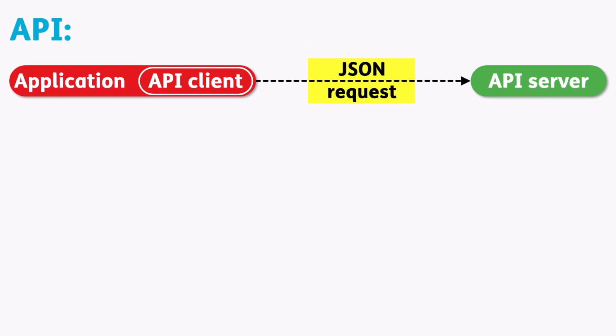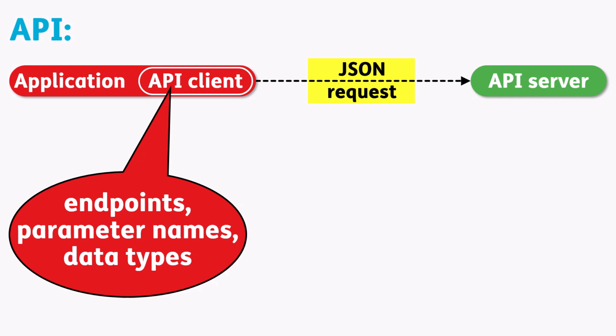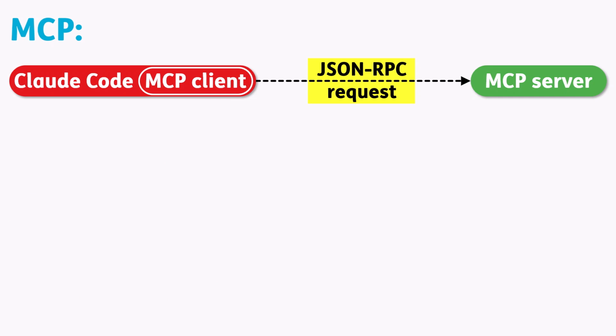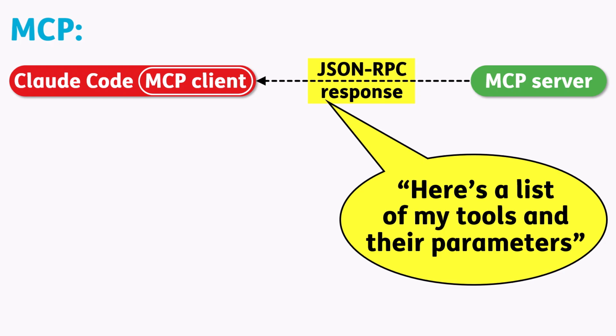When an app is being developed, logic is hard-coded about when to make each API call, which method to invoke, and what values to pass. And the API client hardcodes endpoints, parameter names, and data types. With MCP, a client sends a request to ask about capabilities, and the server advertises what it can do.